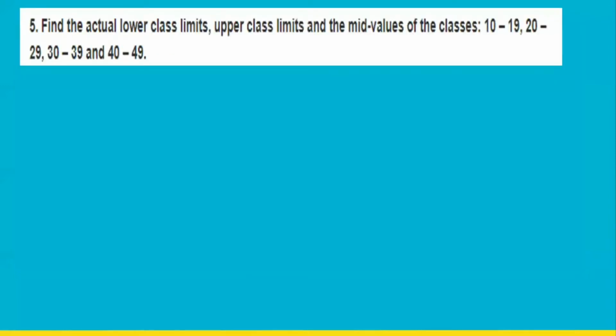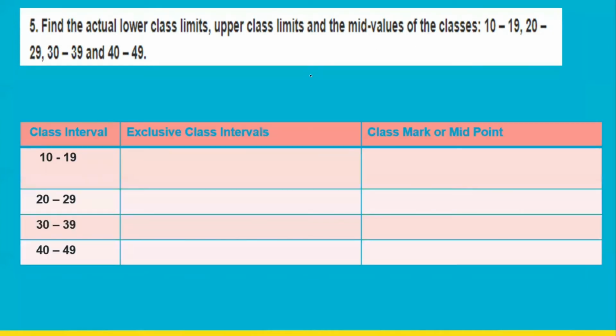Find the actual lower class limits, upper class limits, and the mid values of the classes 10 to 19, 20 to 29, 30 to 39, 40 to 49. Now, these class intervals are inclusive. That means upper limit and lower limit are included. These are called inclusive class intervals, and we have to create exclusive class intervals. For that, we have the factor of adjustment. We take the difference between the consecutive upper and lower limit. So 20 minus 19 is 1, and 1 divided by 2 is 0.5. So we add 0.5 to the upper limit and subtract 0.5 from the lower limit.